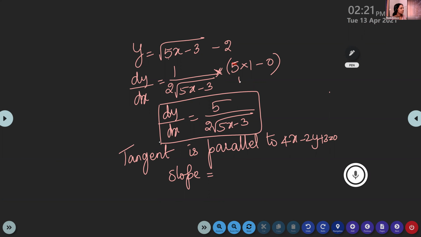What is the slope? The line is given, isn't it? What's the slope of this line? How are we getting 2? It is minus a by b. Minus a by b.